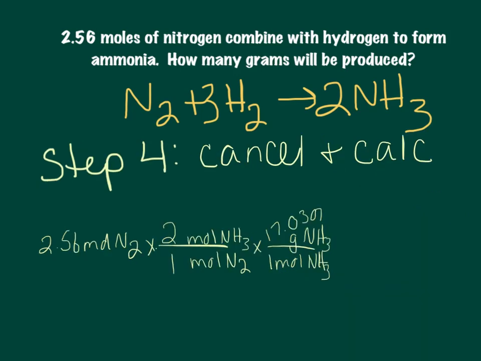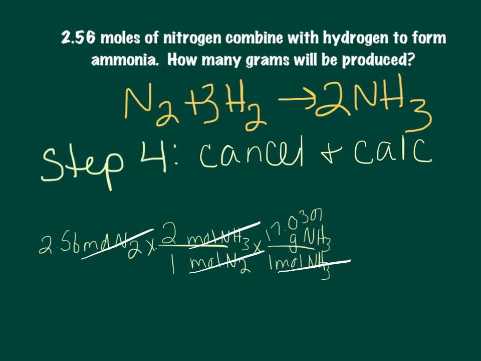Step number 4, our last step for this kind of problem, is to cancel and calculate. So I'm going to go through, cancel out my labels, see if I can cancel out any numbers before I pull out the calculator to figure out what our final answer is. So here we go, moles of nitrogen on top and moles of nitrogen on bottom cancel out. Then we have moles of ammonia on top and moles of ammonia on bottom, leaving us with grams of ammonia, which is our desired label. So that's good for the labels.